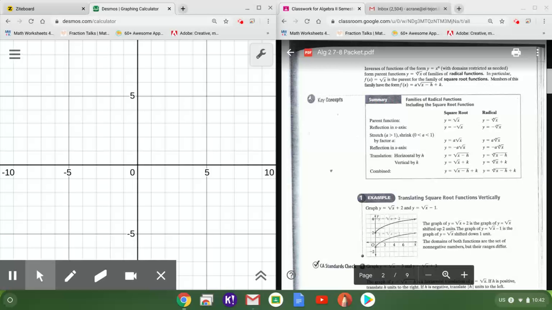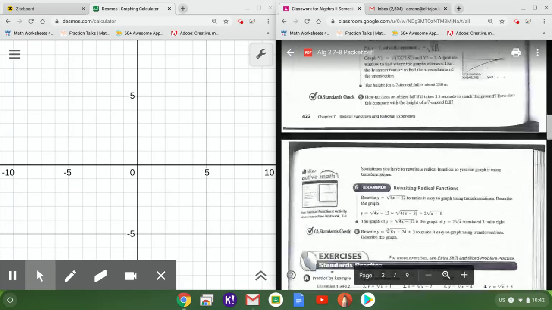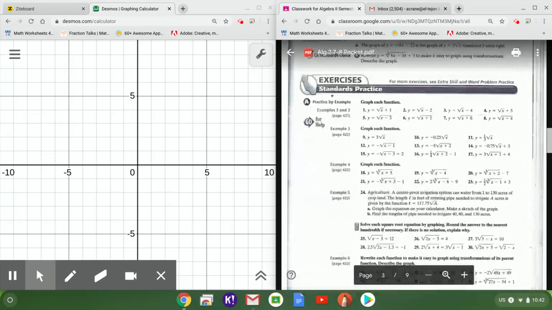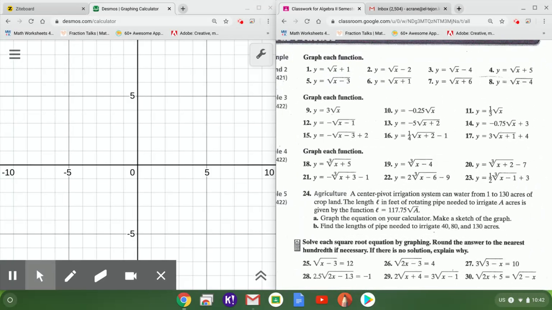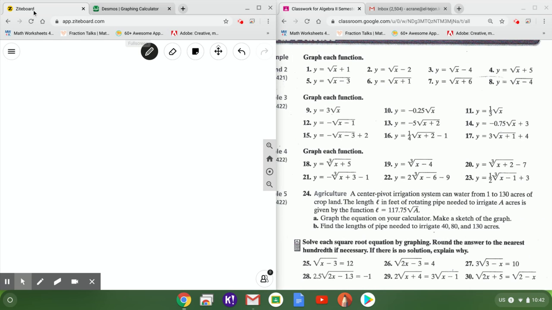Morning. I wanted to just do a brief explanation of how you're supposed to do the 7-8 packet where you're graphing the square root equations. What I'm getting from some people is they're just graphing it on a computer, just looking at what the graph looks like and making a really rough sketch. I'll see some people just turn that in. I need you to at least make a table, explain how you know what it looks like the way it does.